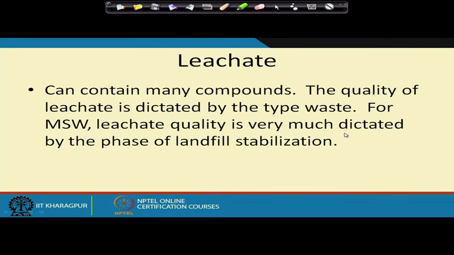So what is leachate? Leachate is essentially an industrial wastewater. It's very similar to any wastewater that is produced from an industry. Now, where the leachate is coming from and how the leachate is produced are the questions which should naturally come to your mind.